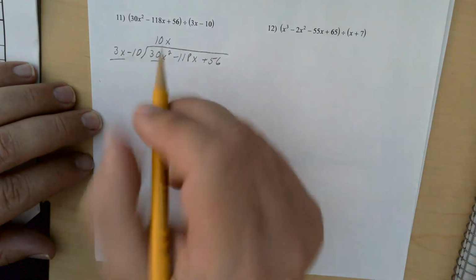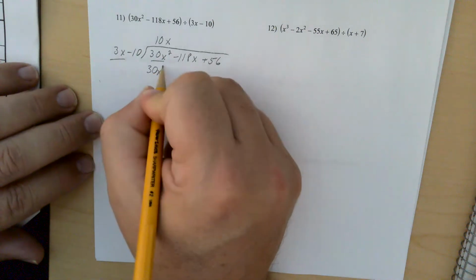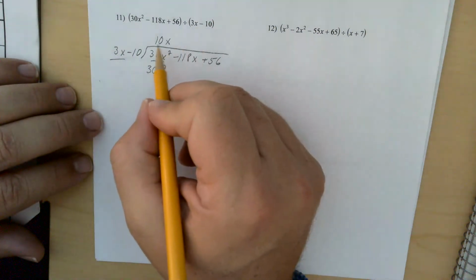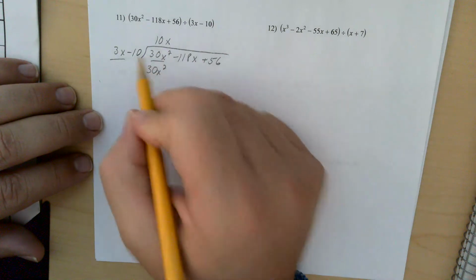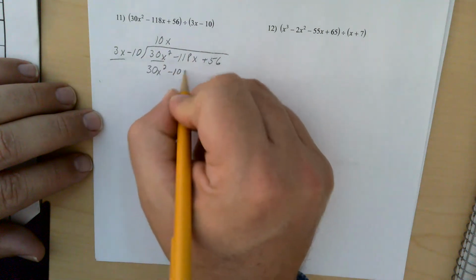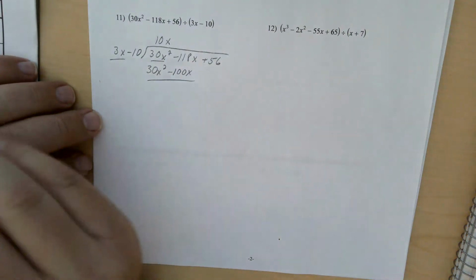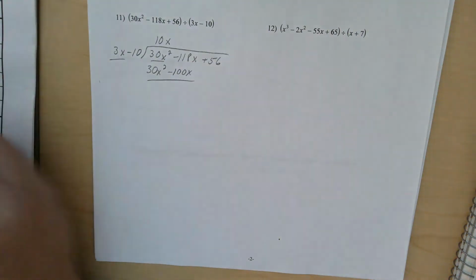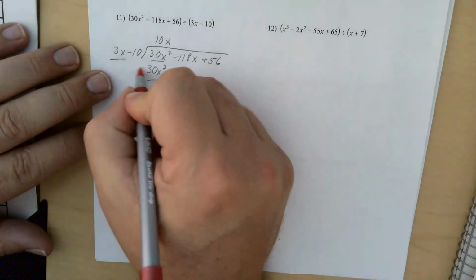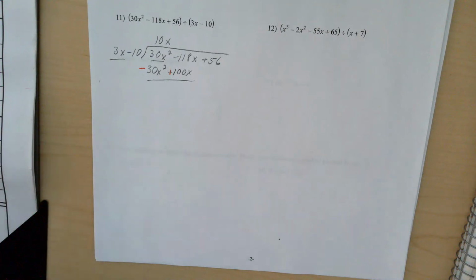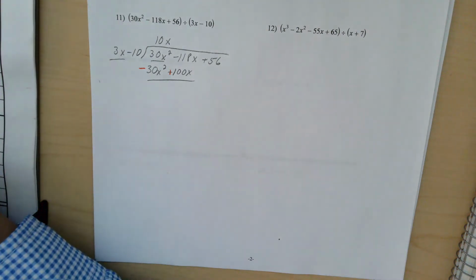So 10x times 3, we must have a 30x squared. Okay, has to be. But then negative 10 times 10x or 10x times negative 10 is going to result in a negative 100x. Notice how everything's lined up. Draw your line, and I'm going to take my red pen and change these to its opposite. That's how we subtract that whole quantity. That is going to be critical that you don't forget that step.